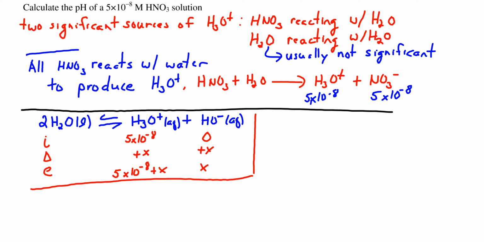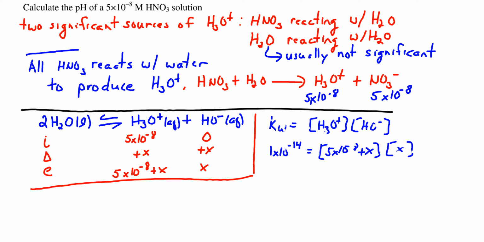We don't care what these concentrations are. Here are our products. Again, initially we have some H3O+ ion from the strong acid, and we assume we don't have any hydroxide ion prior to the reaction occurring.